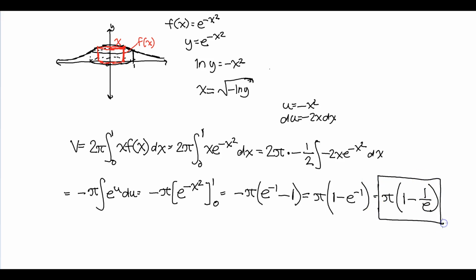That's the exact volume. And you really could not have done this without use of our shell method, because the disk method would have been really, really difficult. And it turns out this approximately equals 1.986. So using the shell method, we were able to find the volume.